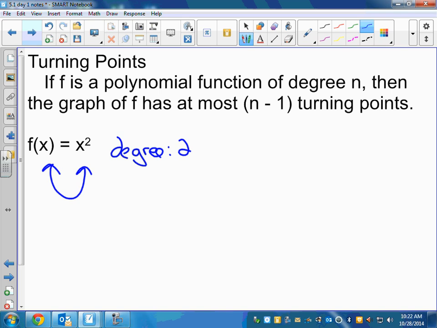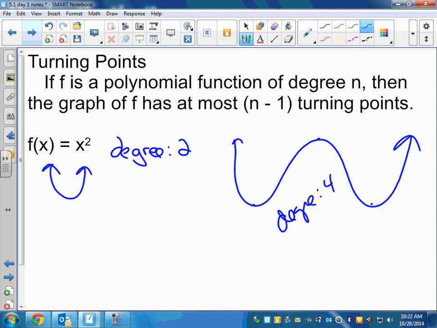And so sometimes if I gave you this graph and I said, what's the biggest degree this could be, what would you tell me? Because it turns 1, 2, 3 times, the highest degree this could be is degree 4. The lowest degree this could be is degree 4. That's not necessary, because it could be like degree 7, but only have 3 turning points. But it has to be at least a degree 4 because it has 3 turning points. And so that's the idea behind this. It's also when we start making graphs, it helps you from having to pick a ton of points if you can check the number of turning points. All right, so it's just one of those things that we'll review as we go through this.